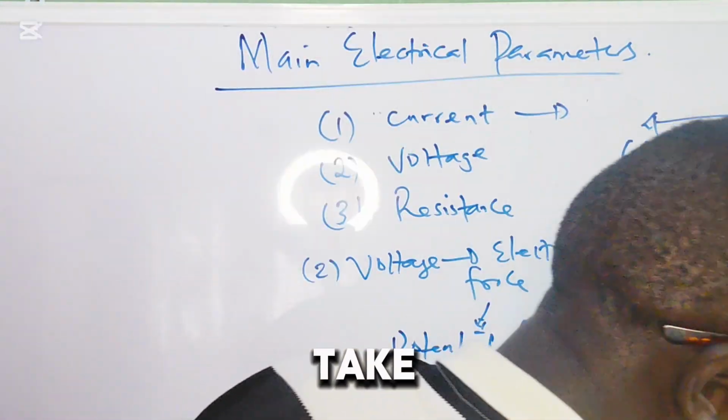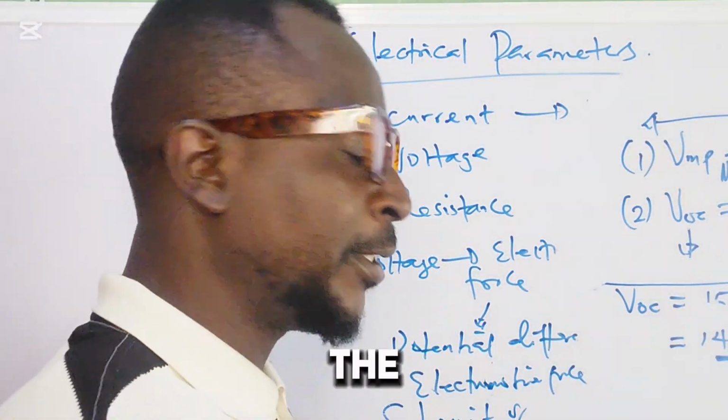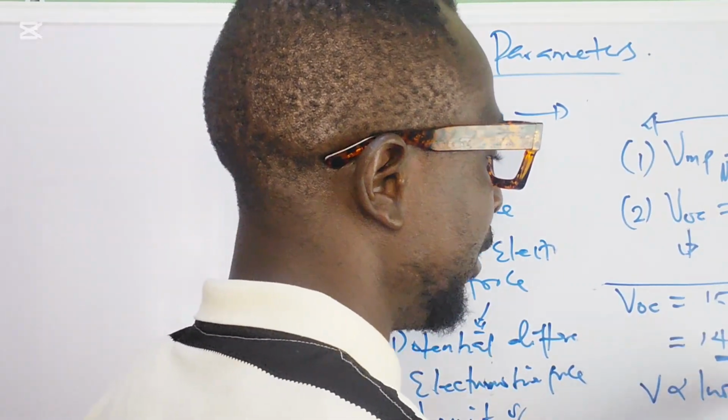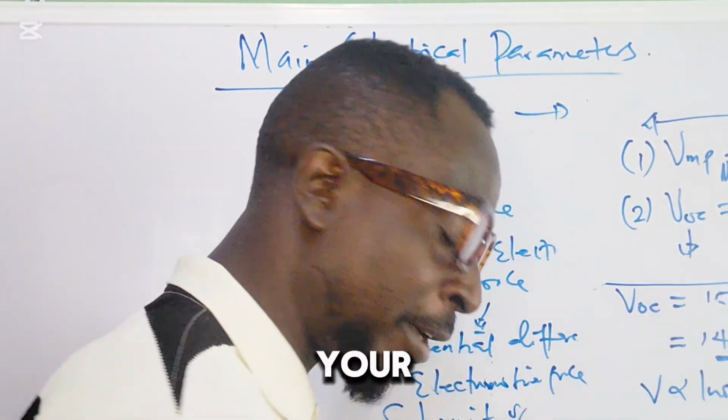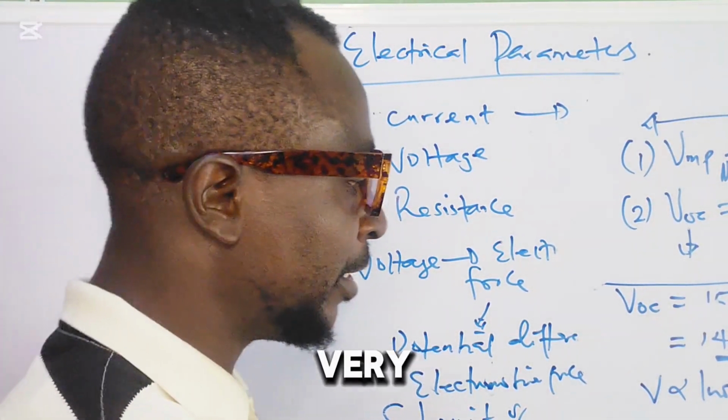And you should also take note that if you are designing, the higher the voltage, the higher the insulation. Voltage is directly proportional to what? Insulation, the insulation of your cable. So you should make sure the cable you are using is well insulated. It is very, very important.